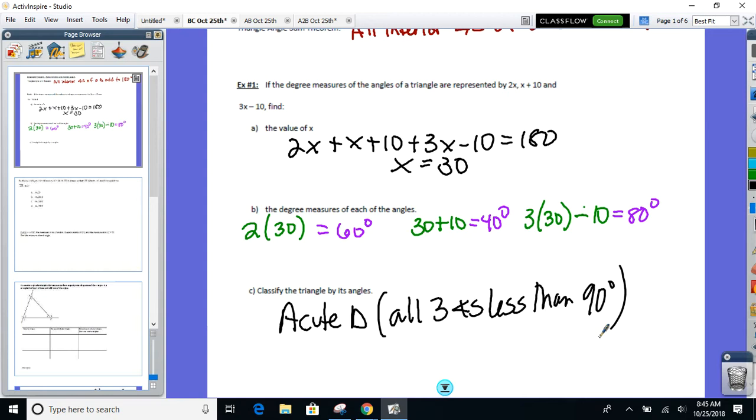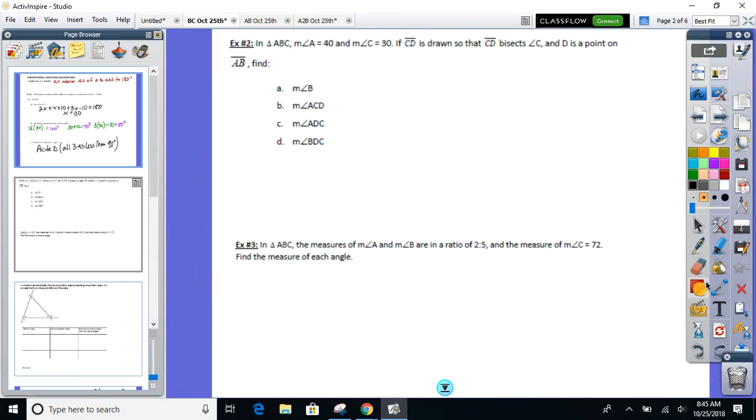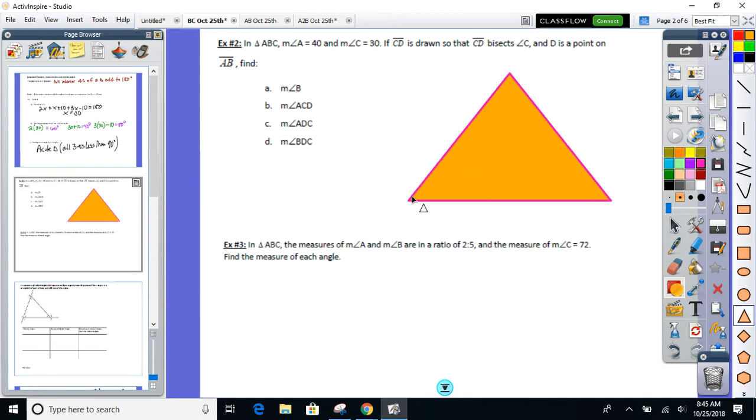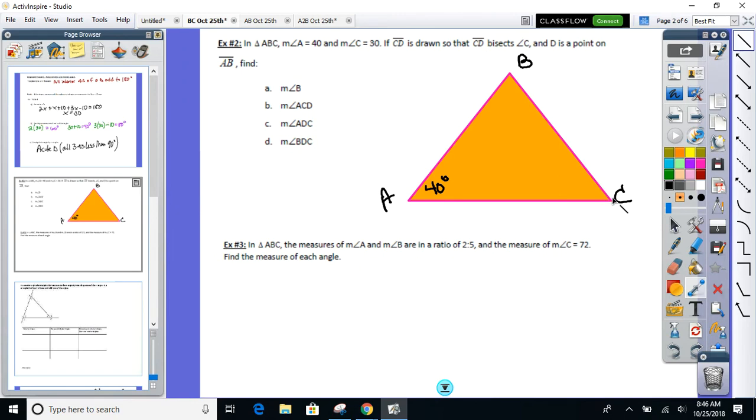All right, now the next one, you'll notice no diagram is provided, correct? So we're going to have to do our best to draw our own. I have triangle ABC, and again, it does not matter the order you label. These are called vertices, where you put A, B, and C. Angle A is 40, so put a little 40 in there. C is 30, got it? And then I'm going to draw a segment CD in. Starting from C, go over to the opposite side and draw a D in. It doesn't matter where it goes.